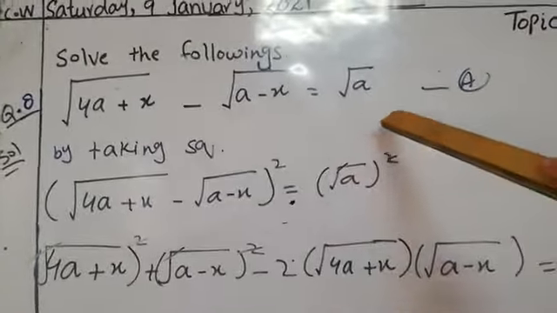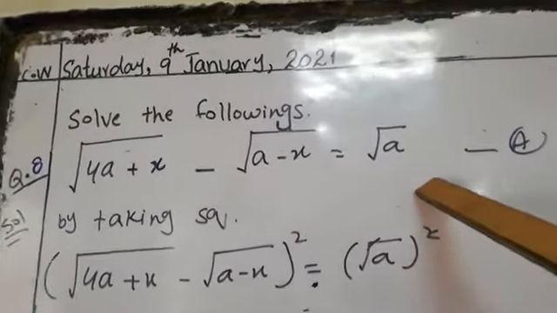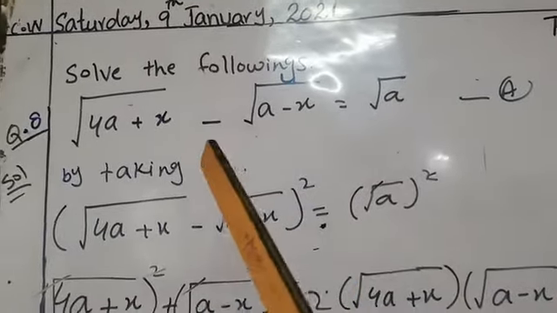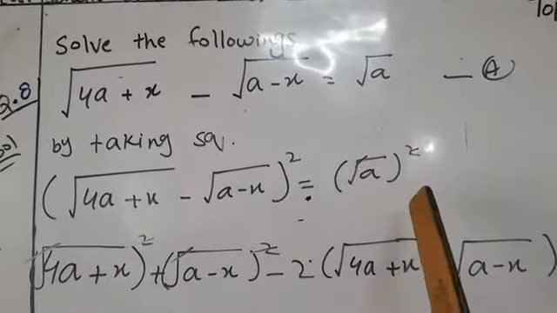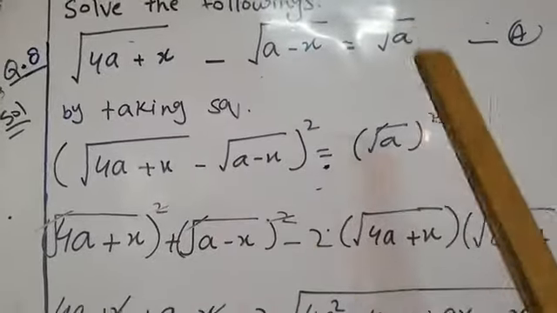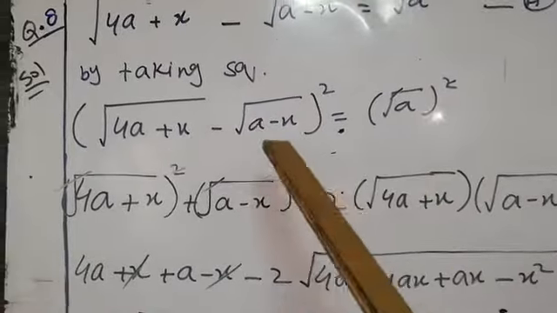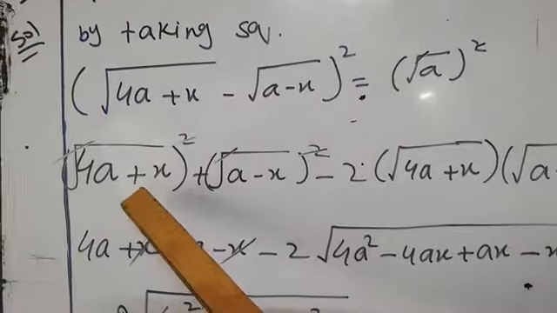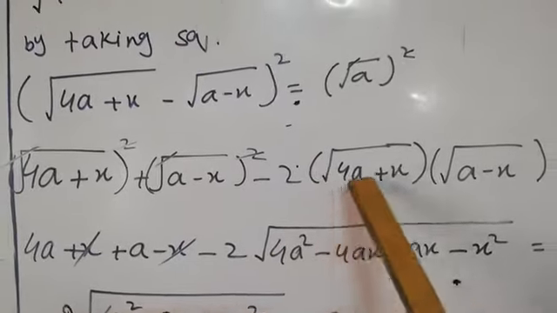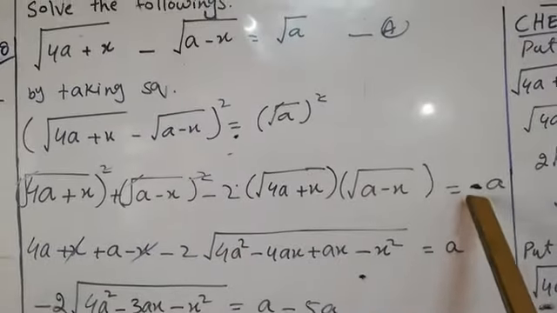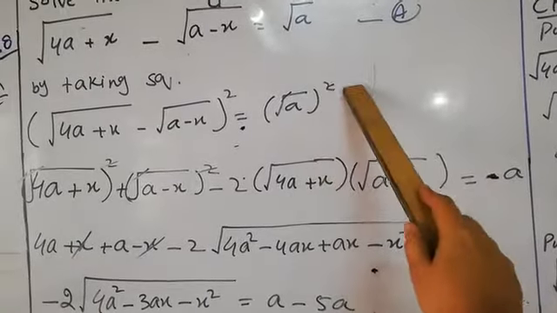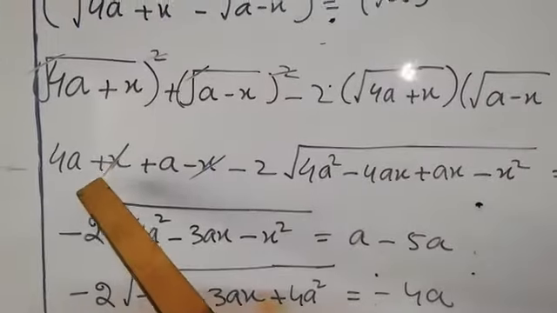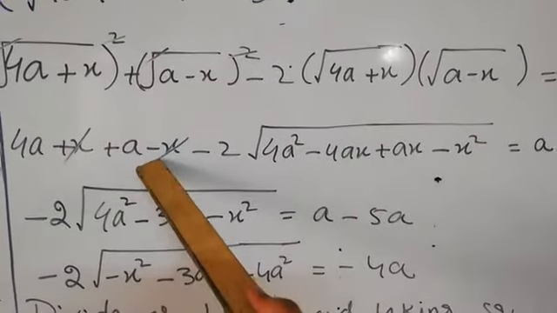Now, my dear students, there is no need to shift any value from left to right because all the values are in the radical sign. So we will take the square of both sides. Square of the left hand side equals square of the right hand side. This is (a minus b) whole square, so according to this we will write a square plus b square minus 2ab. And on the right hand side, the square will be cancelled by the square root. The square will be cancelled by the radical sign and we will get 4a plus x plus a minus x minus 2.